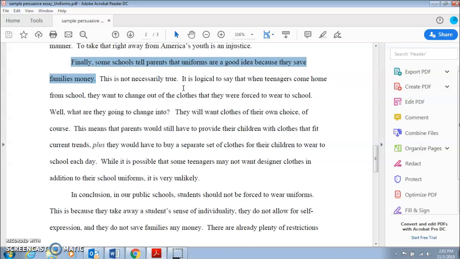It's a little bit weak in the fact that she has not presented enough facts to support that. So it might be good to know, like, what is the average cost that a family whose children have to wear uniforms spend on all of their clothing versus families whose children are not forced to wear uniforms, and is there a significant financial difference?